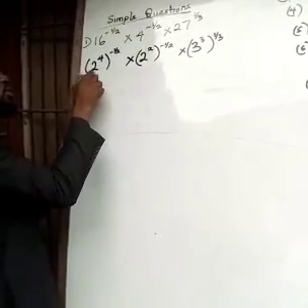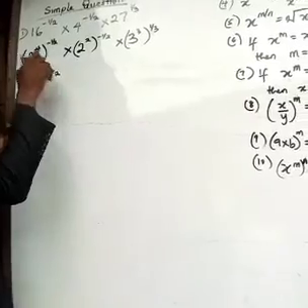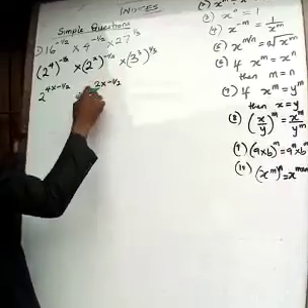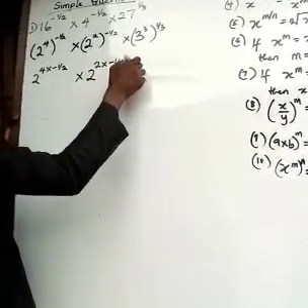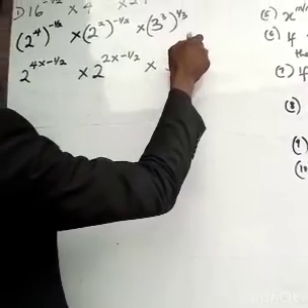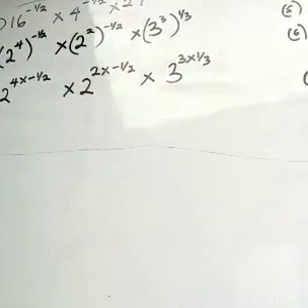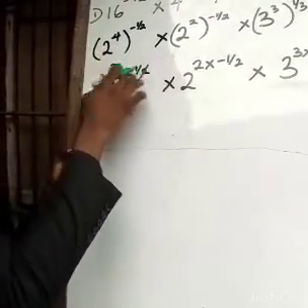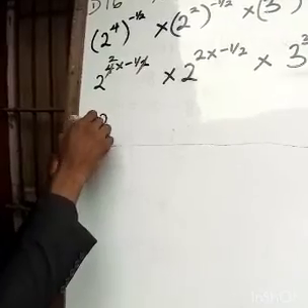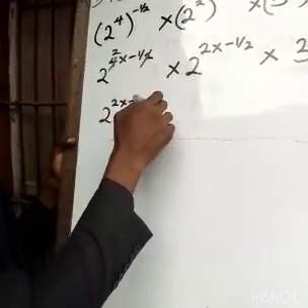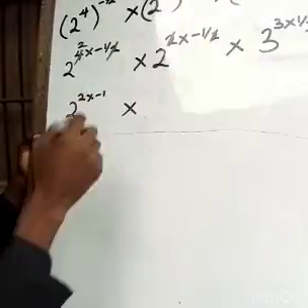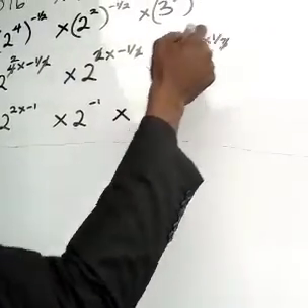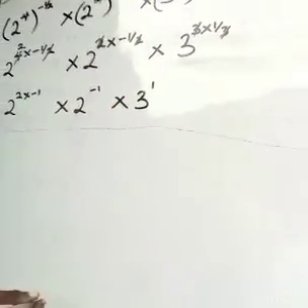So we have 2 raised to power 4 times minus half, times 2 raised to power 2 times minus half, times 3 raised to power 3 times 1 over 3. So if these multiply, 2 can go in 4 two times. So we have 2 raised to power 2 times minus 1, times, 2 can cancel this 2, so you have 2 raised to power minus 1, times, this 3 can cancel this 3. You have 3 raised to power 1.